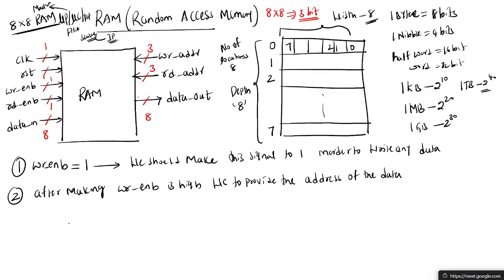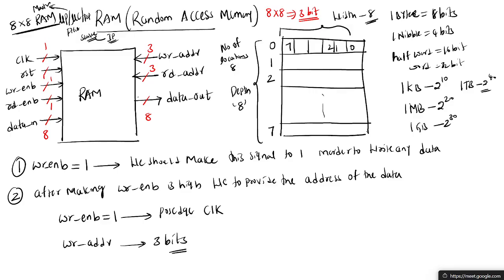So first you need to make write enable equal to 1, during the passage of clock. And we also need to provide the write address. How many bits is this? 3 bits.